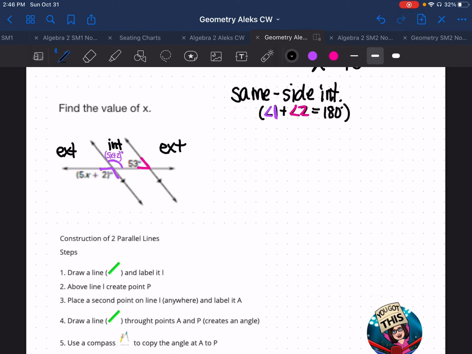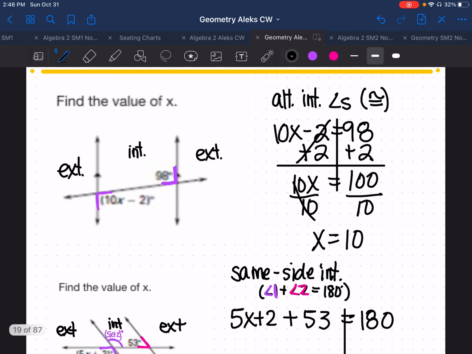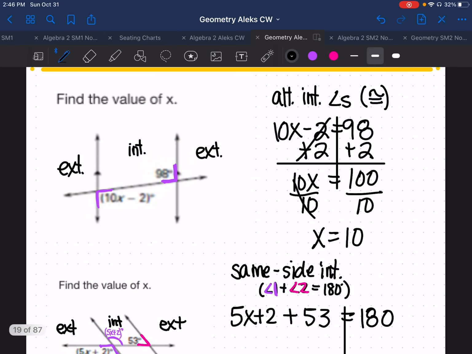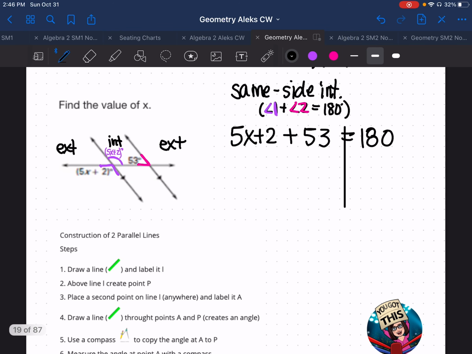So let's substitute: 5x plus 2 plus 53 equals 180. Just a heads up while I finish this problem, I would like you to know that this was also one of the ones from your assignment from 3.2. Very good idea to go back and fix that one if you need to and let me know. I do believe the one before that, this one, was also from 3.2. So if you need to fix either one of those, please do so and let me know, because the grade has already been entered.